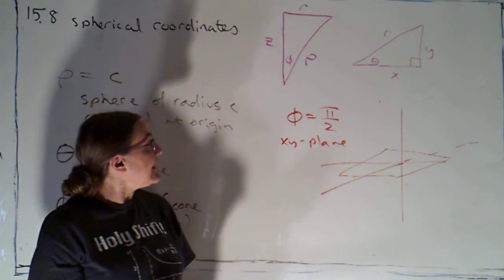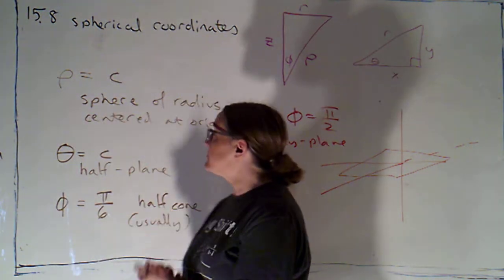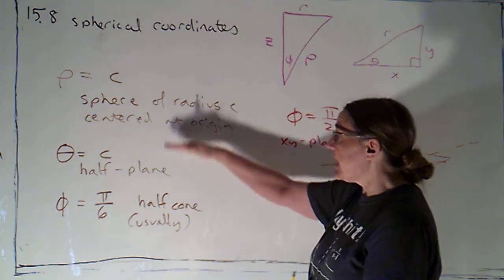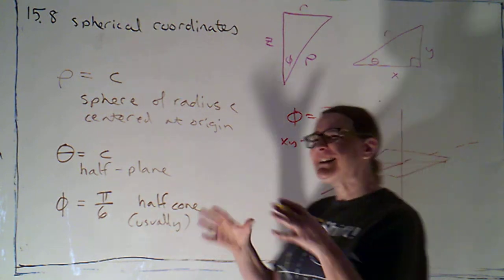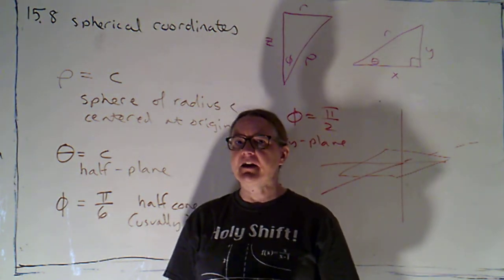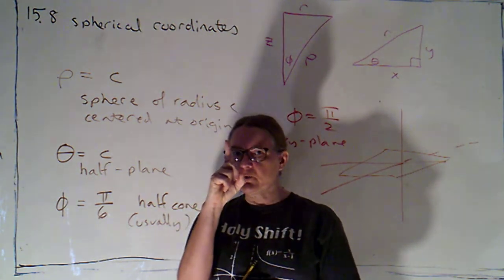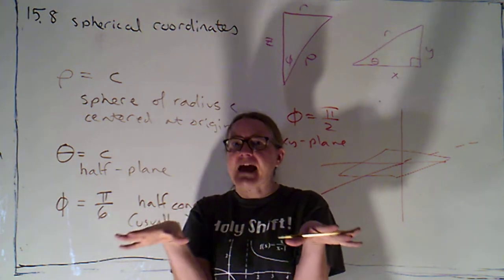All right, so those are our constant surfaces: a sphere, a half plane, or a half cone, including the degenerate half cones that are either so skinny that they're just a single ray or so fat that they're a flattened entire plane.